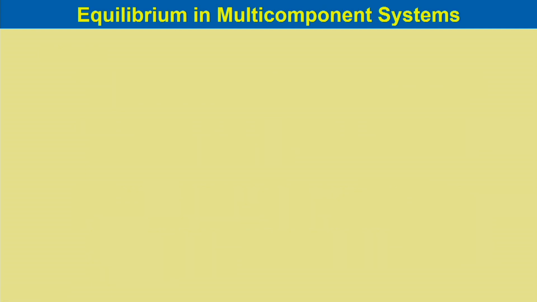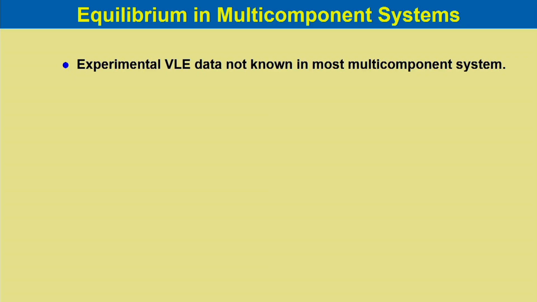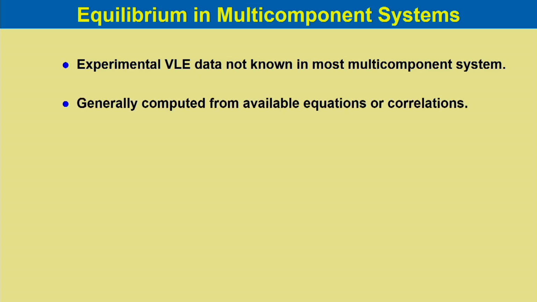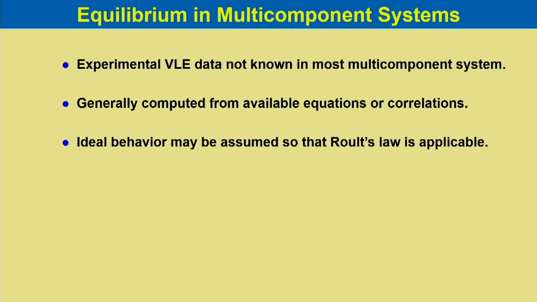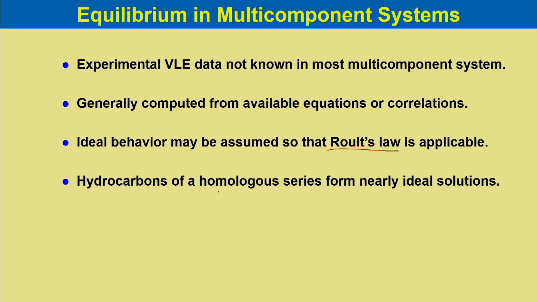Now, equilibrium in multi-component systems. Experimental VLE data are not known in most multi-component systems, generally computed from available equations or correlations. Ideal behavior may be assumed so that we can apply Raoult's law. Hydrocarbons of a homologous series form nearly ideal solutions. We have earlier discussed what are the conditions required for an ideal solution, and we have seen that hydrocarbons of a homologous series, they form nearly ideal solutions.